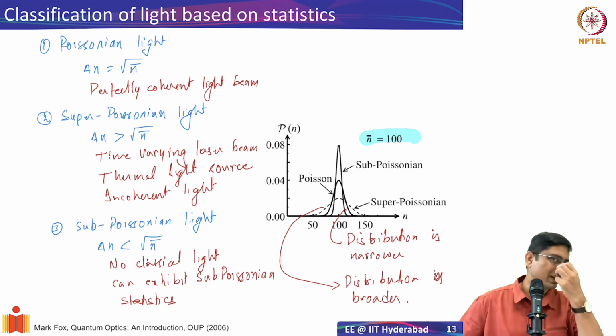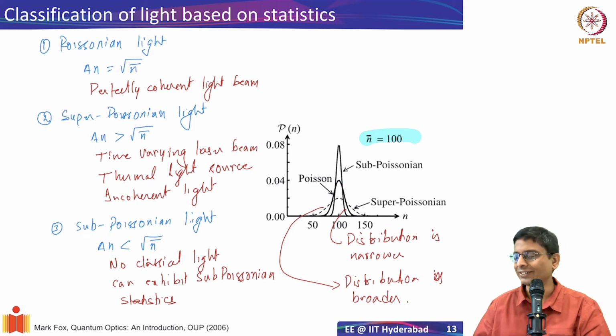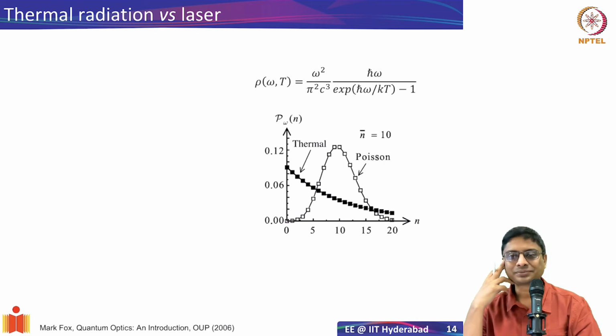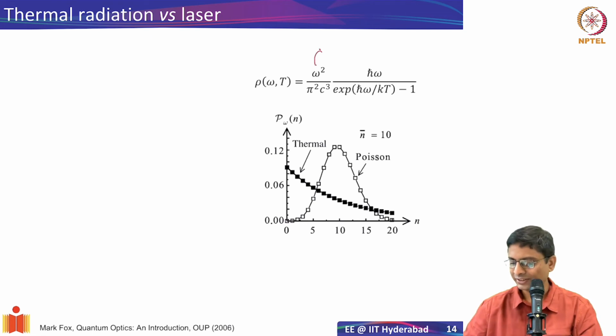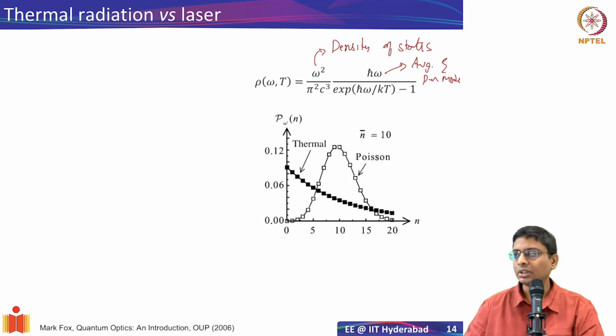You might say, why should I classify light sources? Well, the idea is that you can get to study the properties. Okay, we'll study the properties in greater detail in the next few weeks. Okay. So let me also show you how, let's say, thermal light varies from a laser. We have talked about the black body distribution, wherein we said that this is my density of states and this is my average energy per photon, and this is average energy per mode.